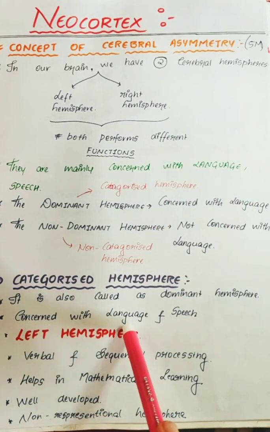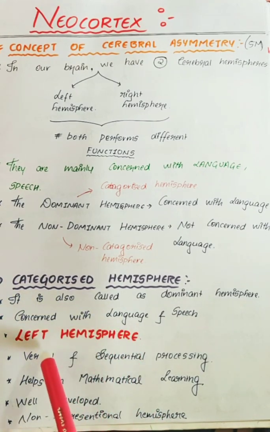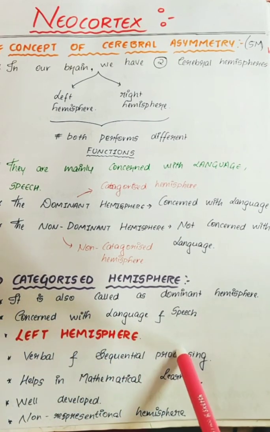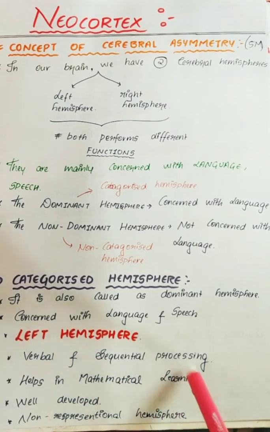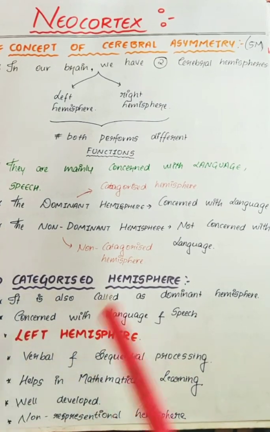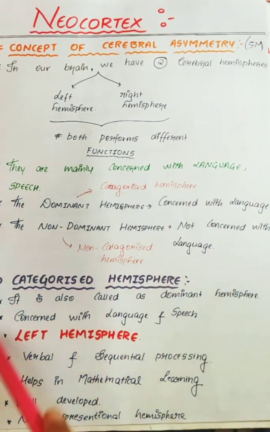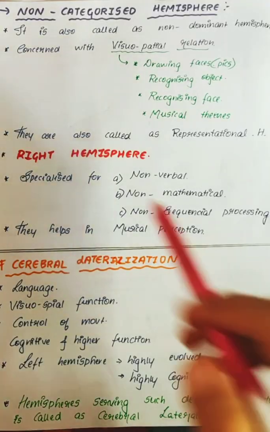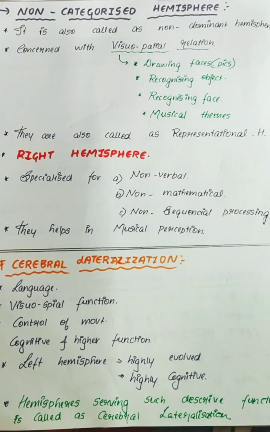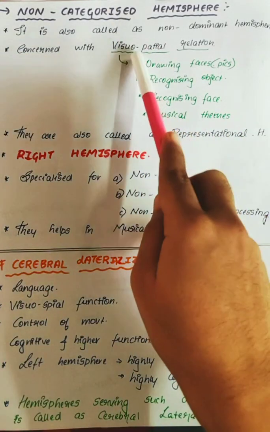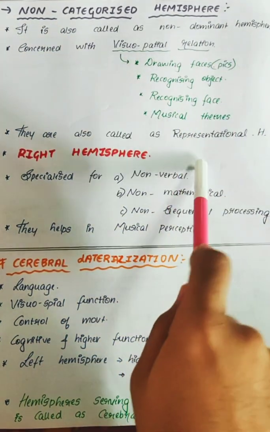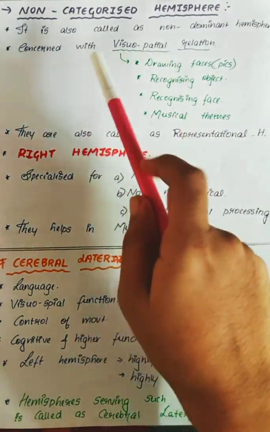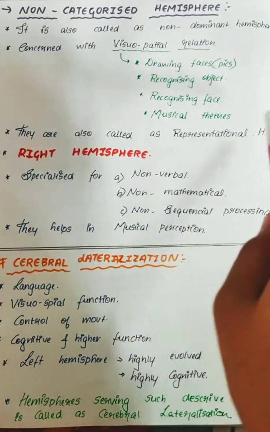The left hemisphere of the brain mainly helps in verbal as well as sequential processing. It helps in mathematical learning and it is well developed compared to the right hemisphere. So these are some of the points of the categorized hemisphere. Now we look at the non-categorized hemisphere. It is also called the non-dominant hemisphere or the representational hemisphere.